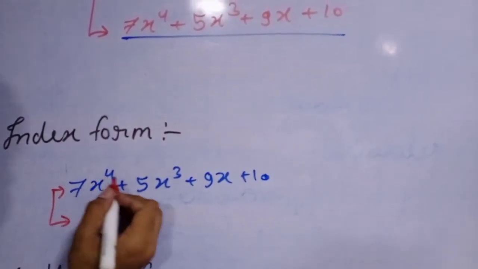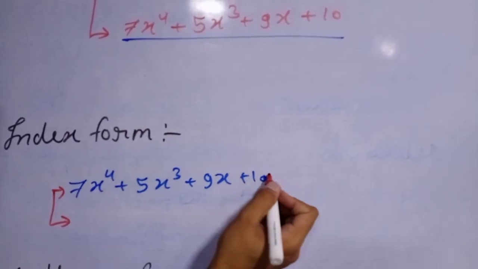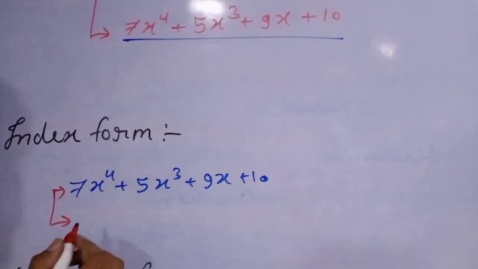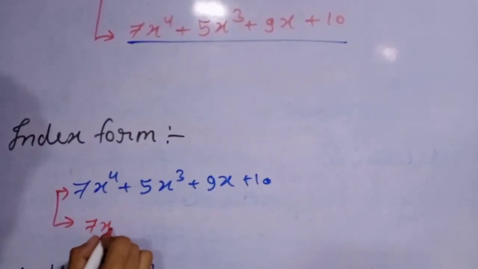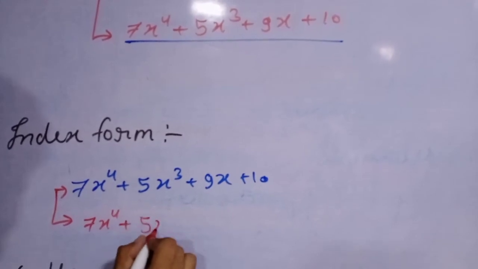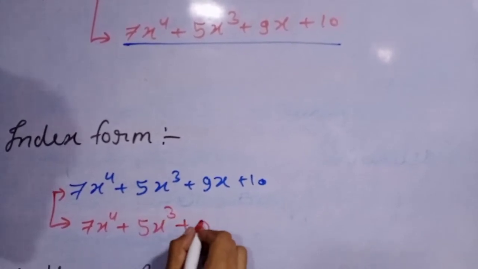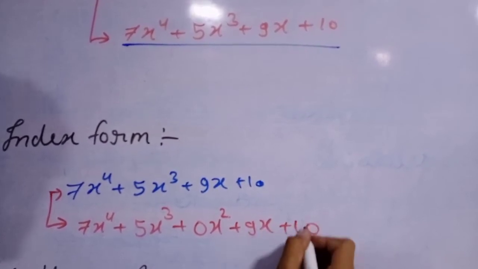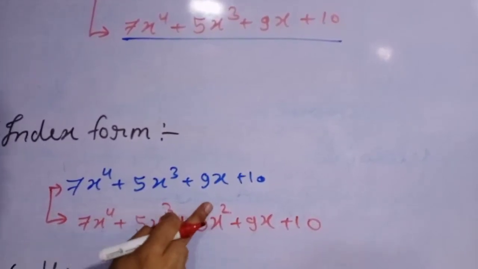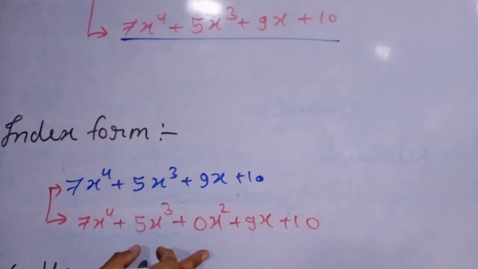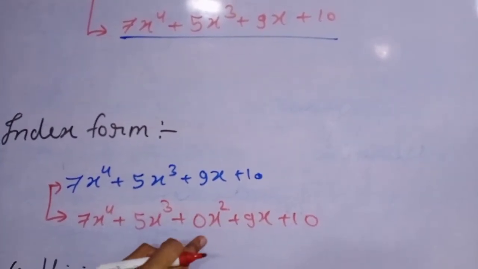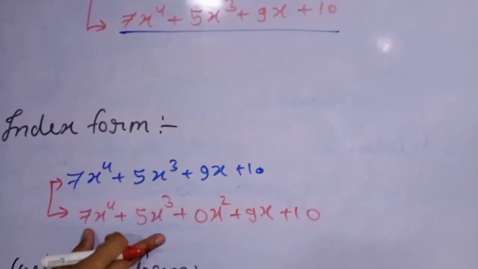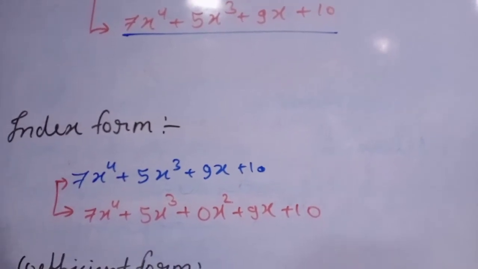So here we have 4, here we have 2, here we have 1, here we have 0. We are missing the 2. So we can write 7x raised to 4 plus 5x cube plus 0x square plus 9x plus 10. Now 4, 3, 2, 1 and 0. The missing 2 we also mentioned with the coefficient 0. So this is called an index form.